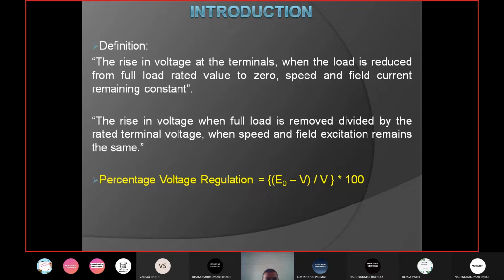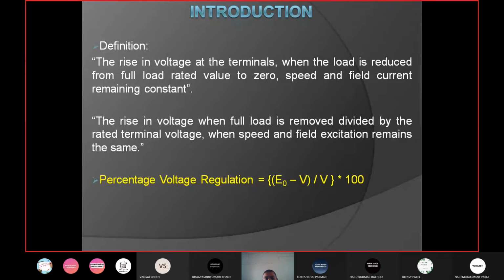Okay, another definition is the rise in voltage when full load is removed divided by the rated terminal voltage, when speed and field excitation remain the same. The condition we have to keep in mind is that the speed and field excitation must remain constant. So in equation form, percentage voltage regulation is equal to E0 minus V divided by V multiplied by 100. 100 is for percentage.